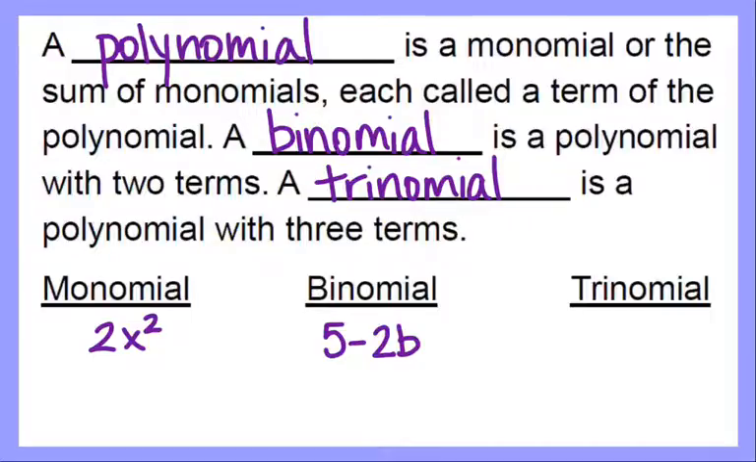A trinomial has three terms. So one example could be x squared plus 5y minus 3. It doesn't matter the combination of letters and numbers. It's three terms separated by plus or minus signs. So all of those are examples of polynomials. When we have a monomial, binomial, or trinomial, we say those specifically. Anything more than three terms, we just call a polynomial.